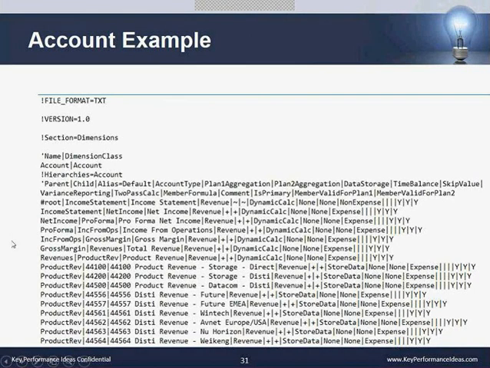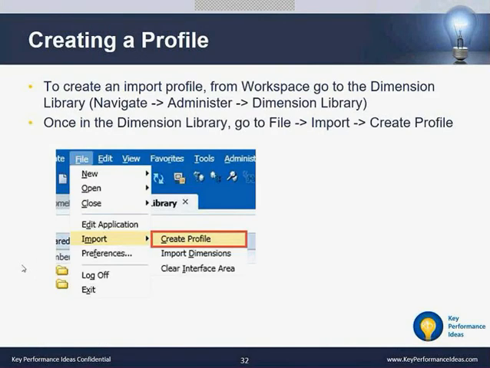And just like traditionally, the parents need to come before the child in these records in order for the metadata to load properly. The next step after you have your flat file is to create an import profile. So from Workspace, you go to the Dimension Library under Navigate, Administer, Dimension Library. And once you are there, you would then go to File, Import, Create Profile.